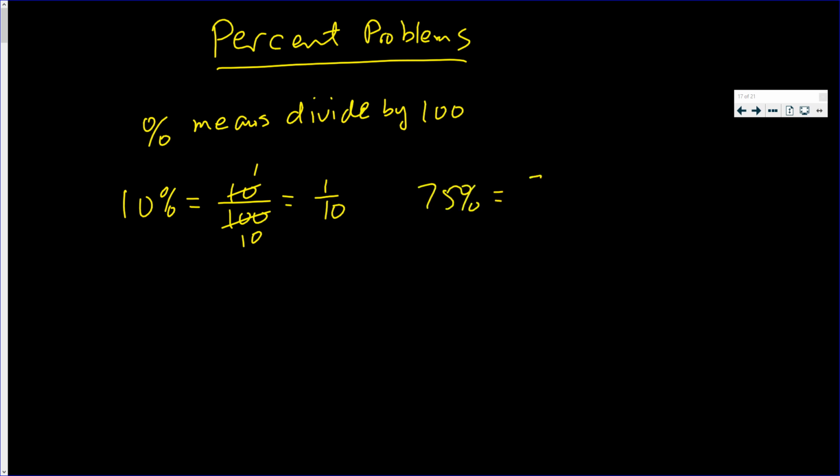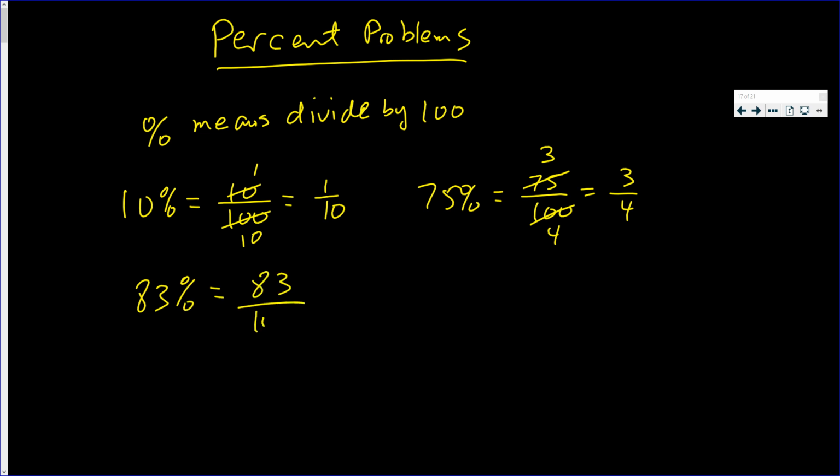75%, well, that means 75 over 100. 25 goes into both of these numbers 3 and 4 times, and we come to learn that 3/4 is 75%. 83%, this means 83 over 100. Nothing goes into both of those numbers. 18%, that means 18 over 100. 2 goes into both of those numbers, 9 and 50 times.